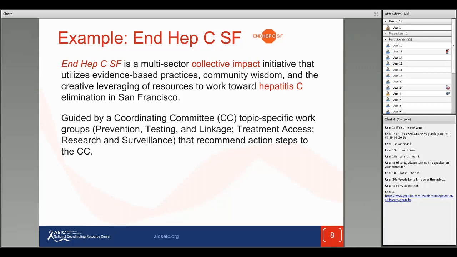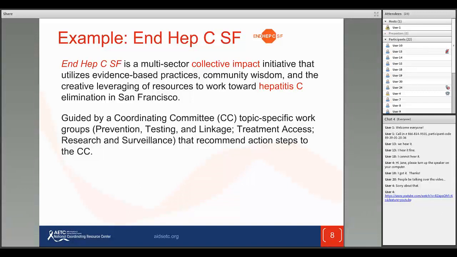They're guided by a coordinating committee. Once again, this is getting back into that terminology. You know, we've been using partnerships, but they call their partnership a coordinating committee. And there are 3 legs to their stool of the coordinating committee. They have 3 work groups. One is prevention, testing, and linkage. One is treatment access, and the third is research and surveillance related to Hep C within the San Francisco jurisdiction.